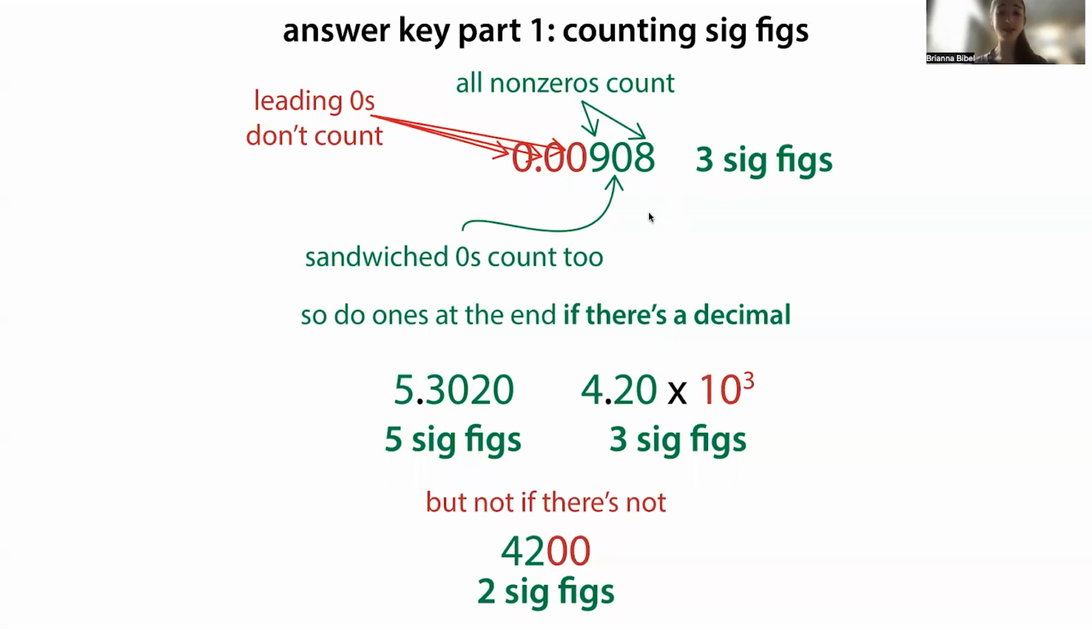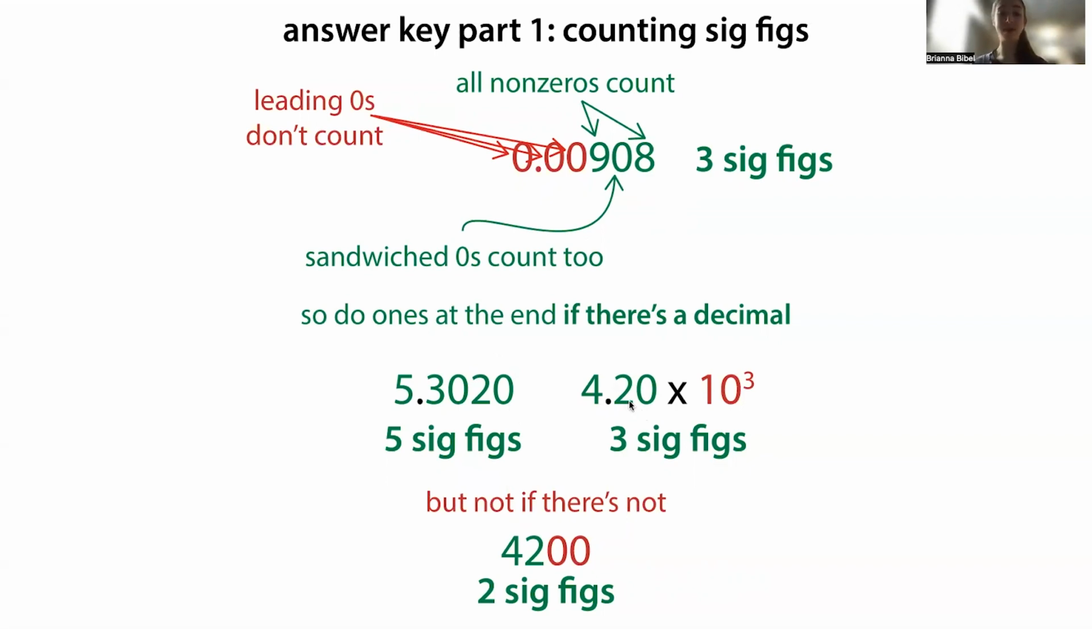Now, zeros at the end also count if there's a decimal. So in this case, we would have 5 significant figures. We have 3 numbers that are non-zero, so those count. This zero is sandwiched, so it counts, and this zero is after a decimal point, so it counts. In this case, we have 4.20 times 10 to the third. This is an example of how we can use scientific notation to dictate how many significant figures we have.